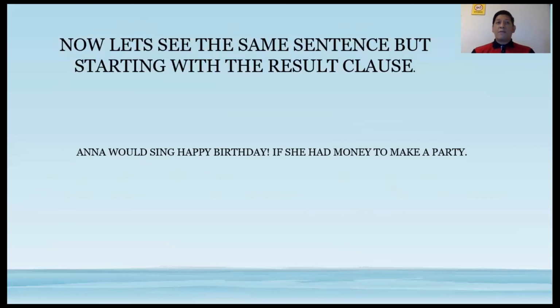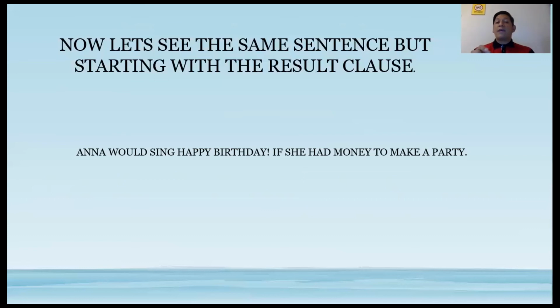So let's try to say, when we're talking about a clause, we need to say that clauses happen when you have two or more sentences. When you say, Anna would sing happy birthday, this is one sentence. We have Anna and we have the verb sing. The others are different elements of the sentence, but there we have a sentence.